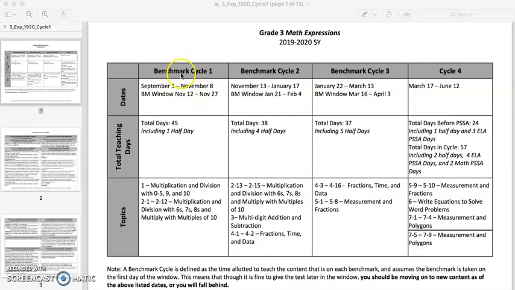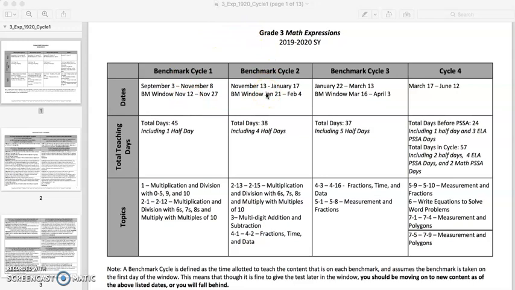So benchmark cycle 1 tells you that you're teaching this content from September 3rd until Friday, November 8th. Then you could start giving your benchmark. Now, you might not give the benchmark on November 12th. Maybe you don't give it until the 25th or the 26th. That's totally fine, but my caution to you is to resist the urge to just keep reviewing and reviewing for the benchmark, because if you do that, you'll get behind. This content is intended to be taught by November 8th, so you can give the benchmark and move on.